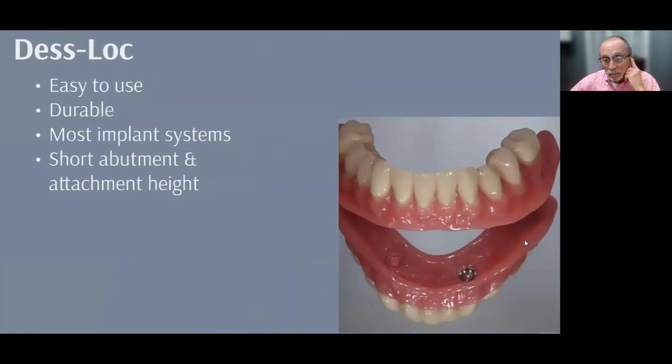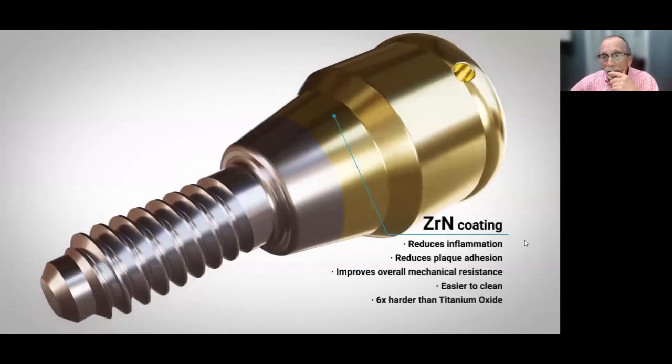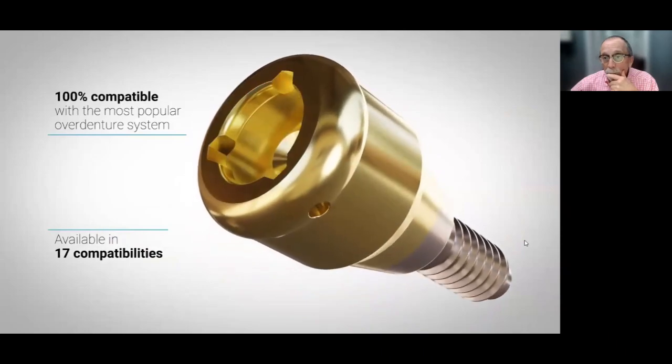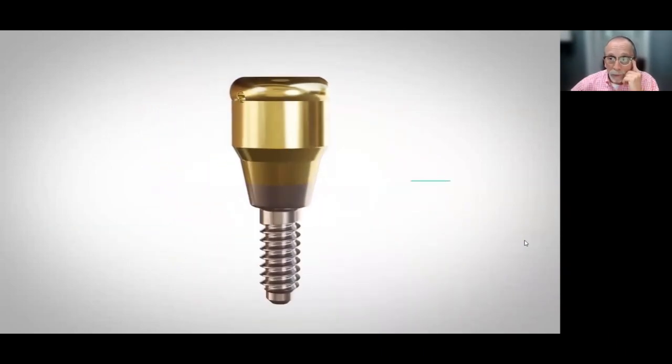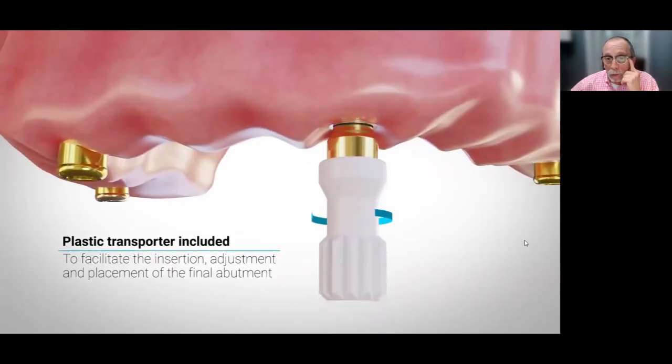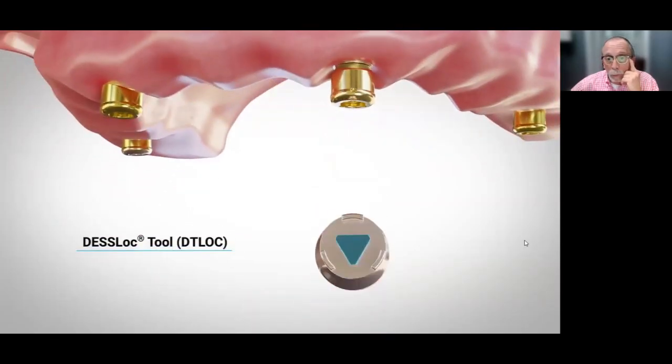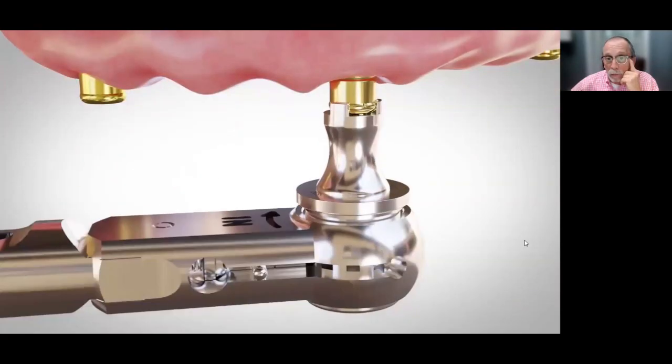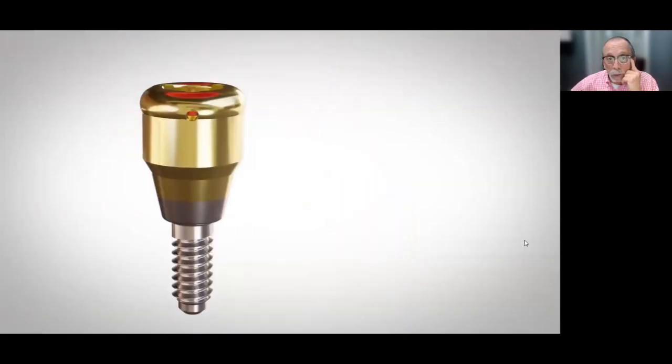Desk-Lock was something that I had never heard of until I started working with Des. And Desk-Lock is just a Locator clone. That's all it is. It works and is exactly like a Locator. The parts are interchangeable. It's a 100% mimic of Locator. Now, some of the tools I think are actually a little better. Of course, we use them all, but their torque wrench tip I love the most because it grabs the abutment really well.